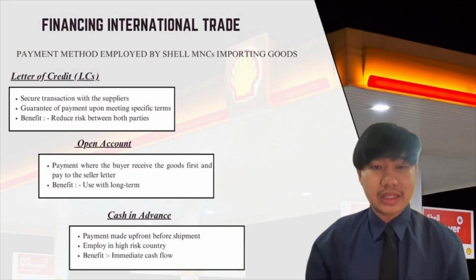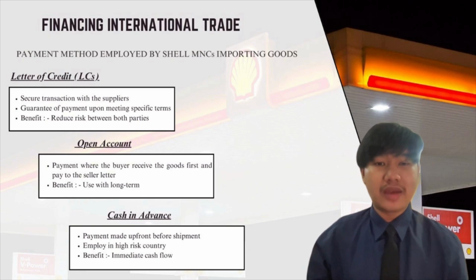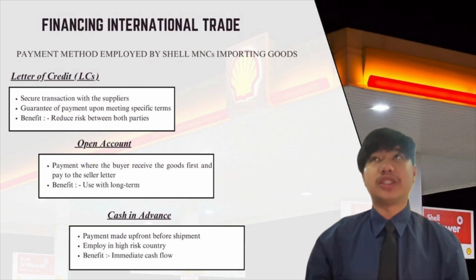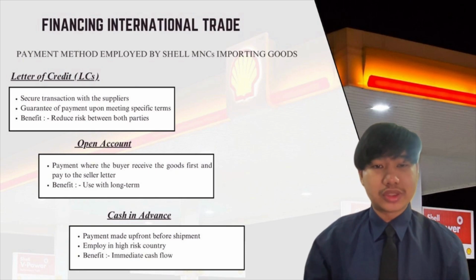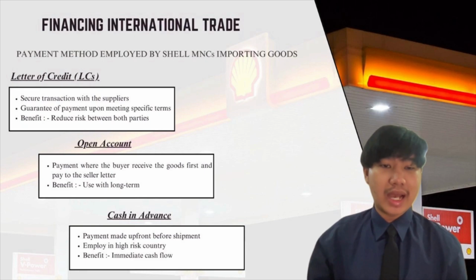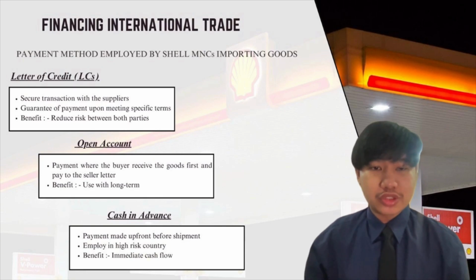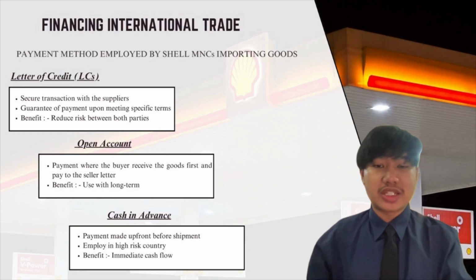Shell only uses this method with suppliers that they know are reliable, or Shell's key suppliers with whom they have a long-term contract. So in Shell's context, with the open account method, companies need to have high trust with the counterparty, for example a transaction with a known global partner. Petrochemical suppliers might use such a method.